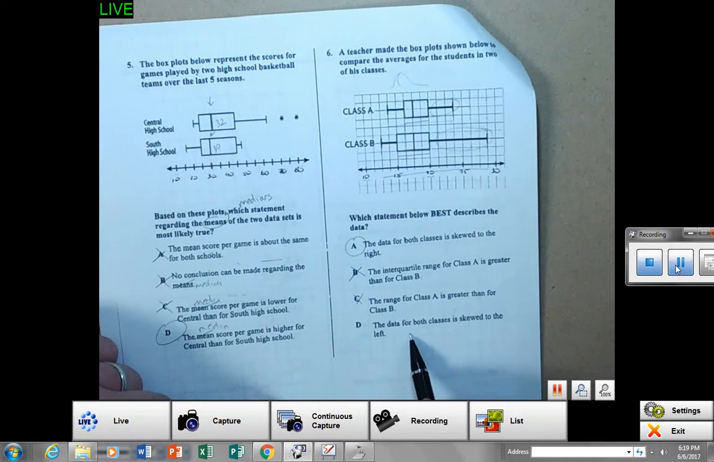Left skewed would be a box and whisker plot with a longer tail to the left, shorter tail to the right, or the median would be to the right side. If it was right skewed, there would be a longer tail to the right, and the median, the middle number of the whole set, would be more towards the left of the box. Left skewed, more to the right.